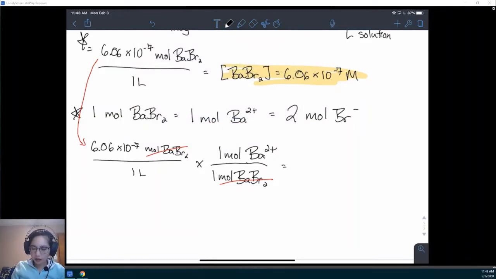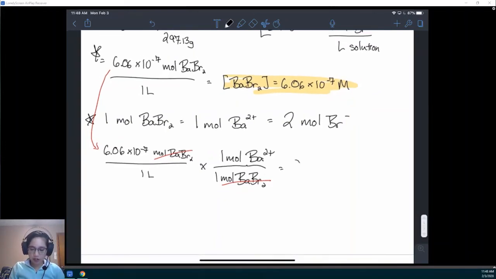All right, so now we have our concentration of barium 2 plus. And that equals, it's the same number, 6.06 times 10 to the negative 7 molarity of barium 2 plus. So there's our second answer.